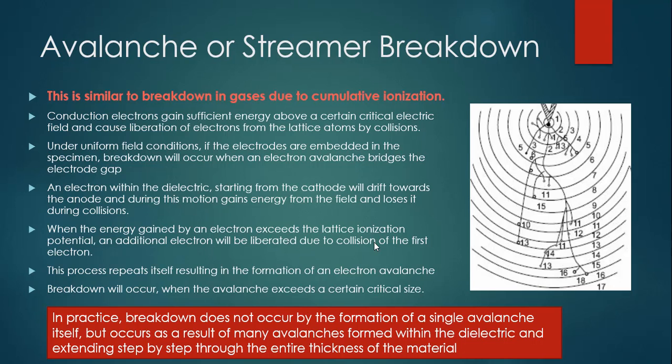In practice, the breakdown does not occur by the formation of a single avalanche itself, but occurs as a result of many avalanches formed within the dielectric and extending step by step through the entire thickness of the material. This can be readily demonstrated in the laboratory by applying an impulse voltage between point-plane electrodes with a point embedded in a transparent solid dielectric such as perspex.